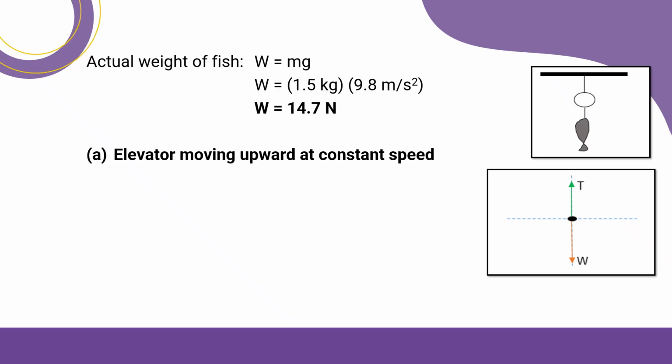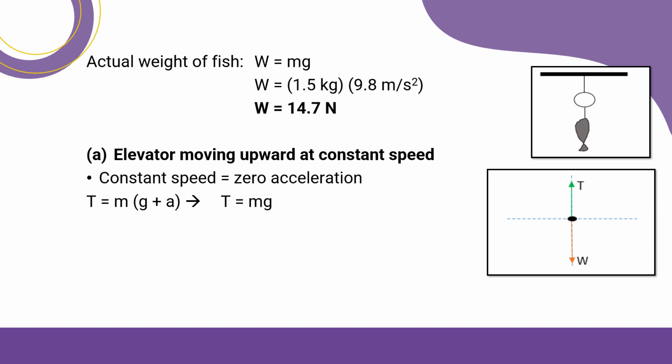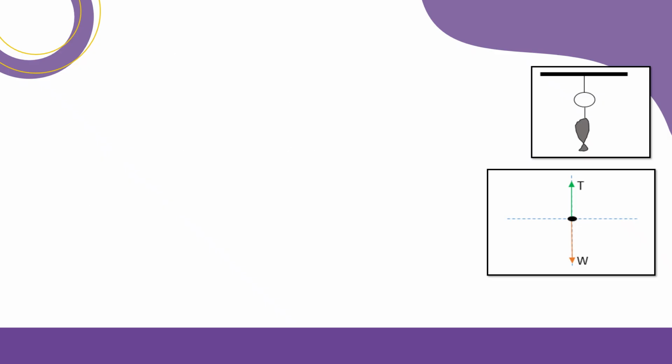Now, if the elevator is moving upward at constant speed, we can say that its acceleration is 0. So we now use our formula: T, or tension, is equal to mass multiplied by gravity plus acceleration. And since the acceleration is 0, we could simply use tension is equal to mass multiplied by gravity. So the tension is similar to the computation for our weight. So the tension felt by the fish as the elevator is moving upward is 14.7 newtons.